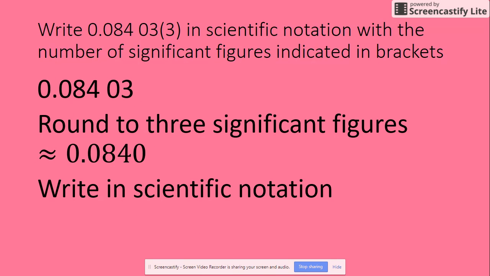Write in scientific notation. So we've moved that decimal to the first place, which is behind the 8. How many places did we move it? Once, twice. We moved it to the right, but because we're doing the opposite, it's negative. So that will be 8.40 times 10 to the power of negative 2. There you go.